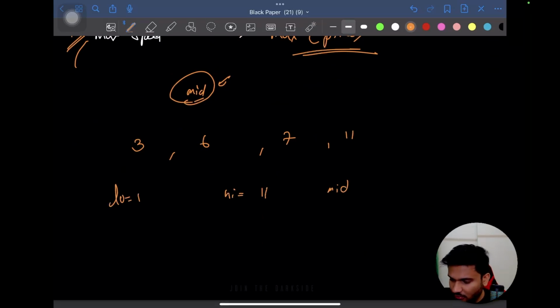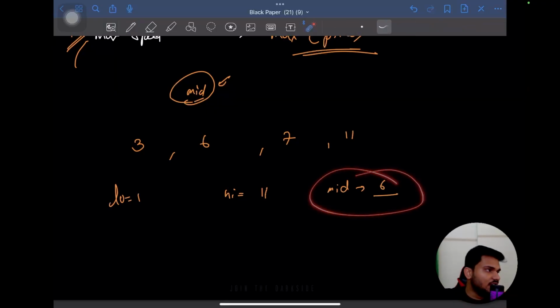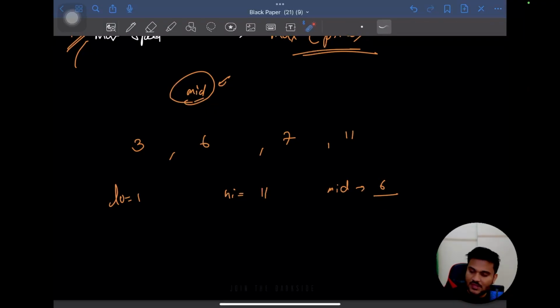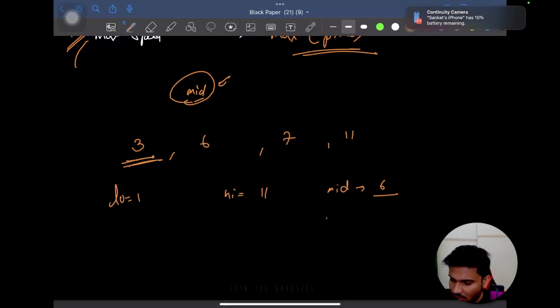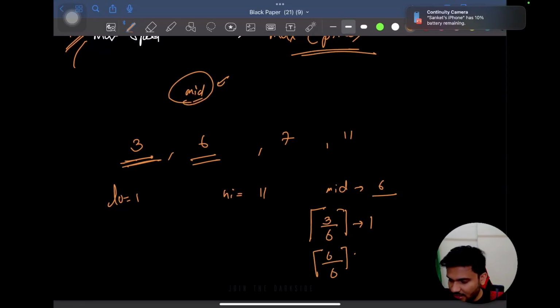What is the midpoint? Midpoint is 6. Now you are assuming that your banana eating speed is 6 bananas per hour. How many hours are required to eat 3 bananas? Ceil of 3 by 6, that is 1. How many hours are required to eat 6 bananas? Ceil of 6 by 6, that is also 1. Right?